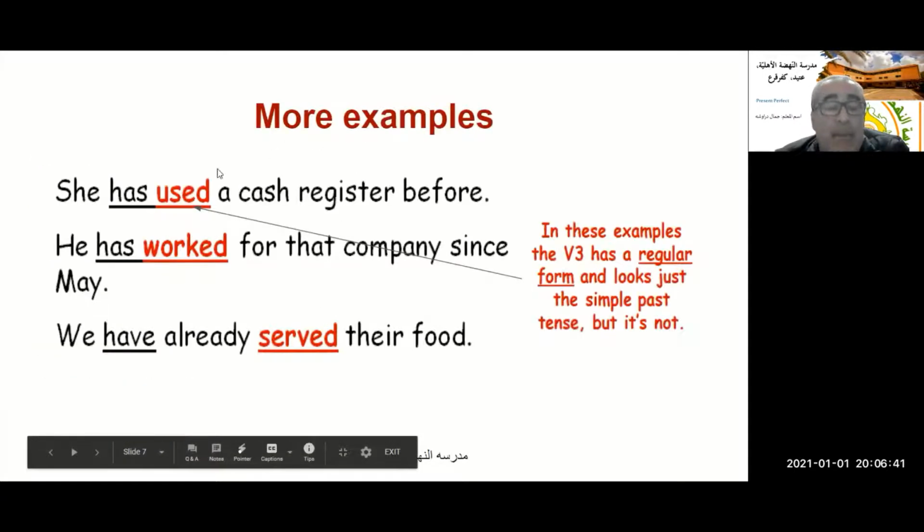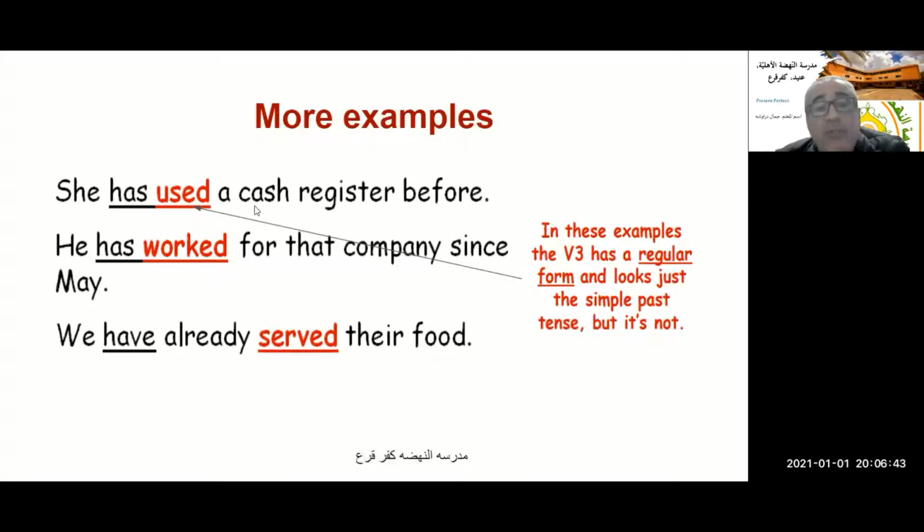Okay, let's look at more examples. She has used a cash register before. This is the present perfect, has used. Here we use the present perfect for two reasons. The first reason is that we do not know when she did it. Before is not a specific time expression, okay? The second reason is probably the action is not complete. It's incomplete, okay? Probably she's still doing it today or at the present.